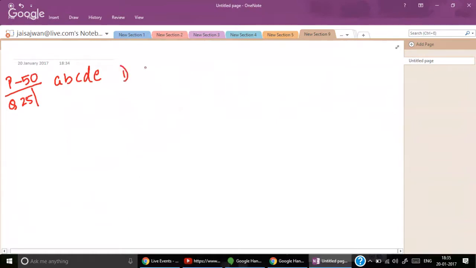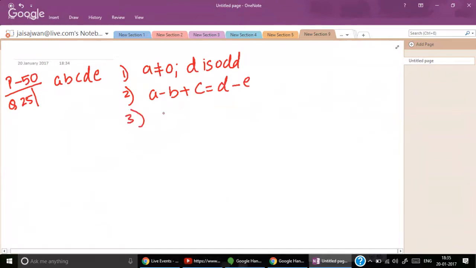The first characteristic says A cannot be equal to 0. Of course, it cannot be equal to 0, otherwise it will change to a 4-digit number. And D is odd. So my tens digit is odd. This is the first characteristic. The second says A minus B plus C is equal to D minus E. Then D factorial is the product of A, B, C. D is odd.